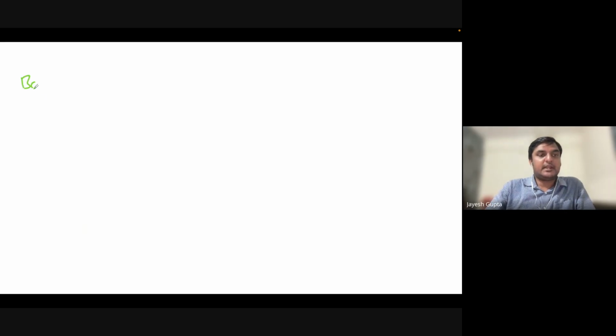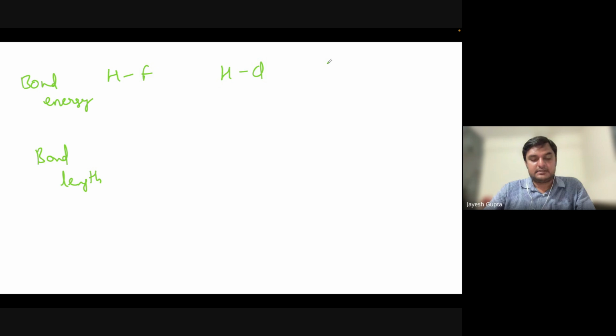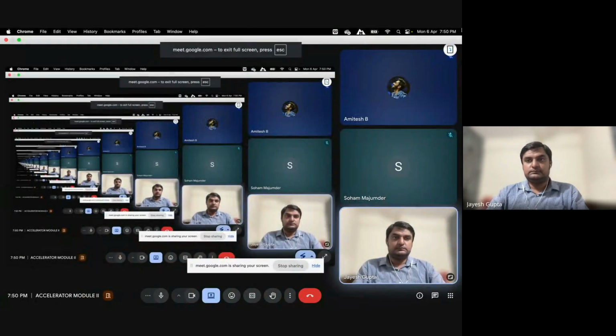Okay, so now if I am taking other halogens in place of fluorine, then how bond energy and bond length will be affected, that we have to see. So bond energy, if I talk about HF, HCl, HBr, and HI. Can you tell me the order of bond energy and bond length for these four hydrohalic acids? You tell.